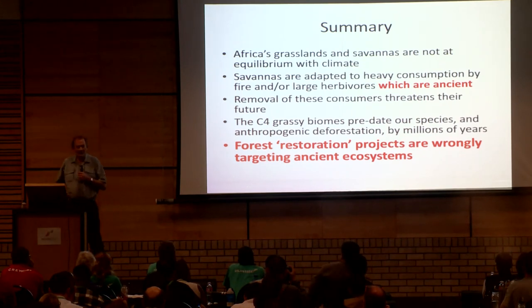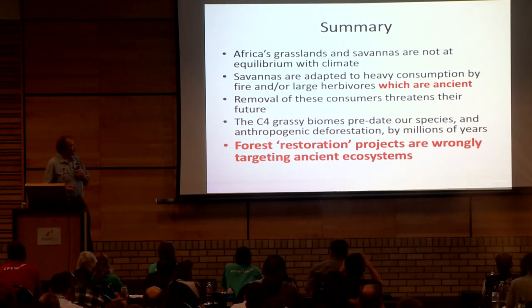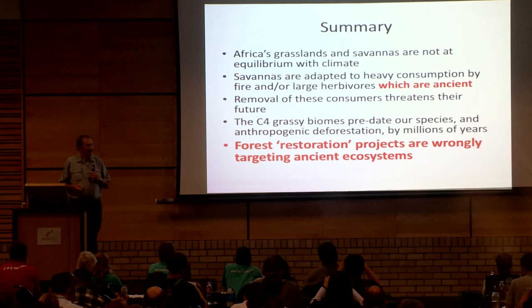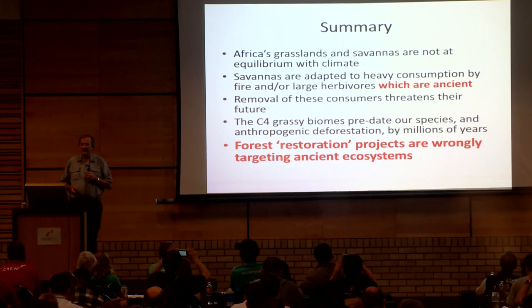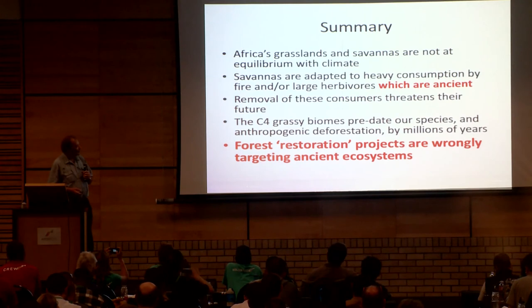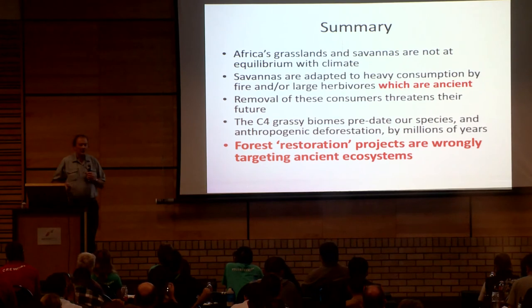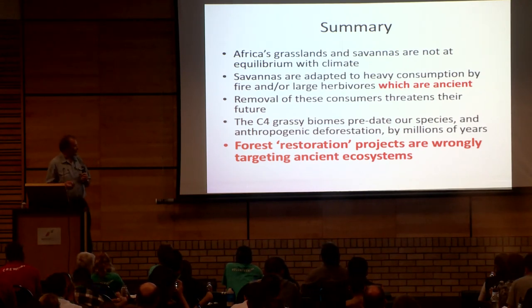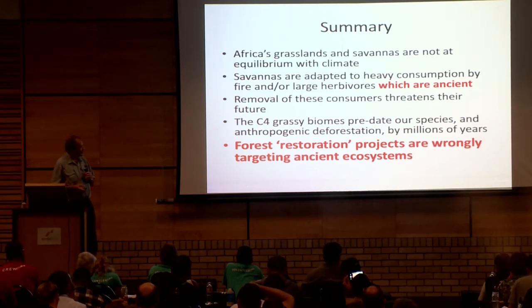It's the biggest anomaly for a climate-centric view of the world. Savannas are adapted to heavy consumption by fire and by large herbivores. And both those ecological processes, those consumers, are ancient. They're old. They go back millions of years. If you remove them, if you suppress fires, if you remove the herbivores, you lose the savannas. It threatens the future of savannas. So poor policy, which sees fire as a damaging thing, is going to threaten savannas.